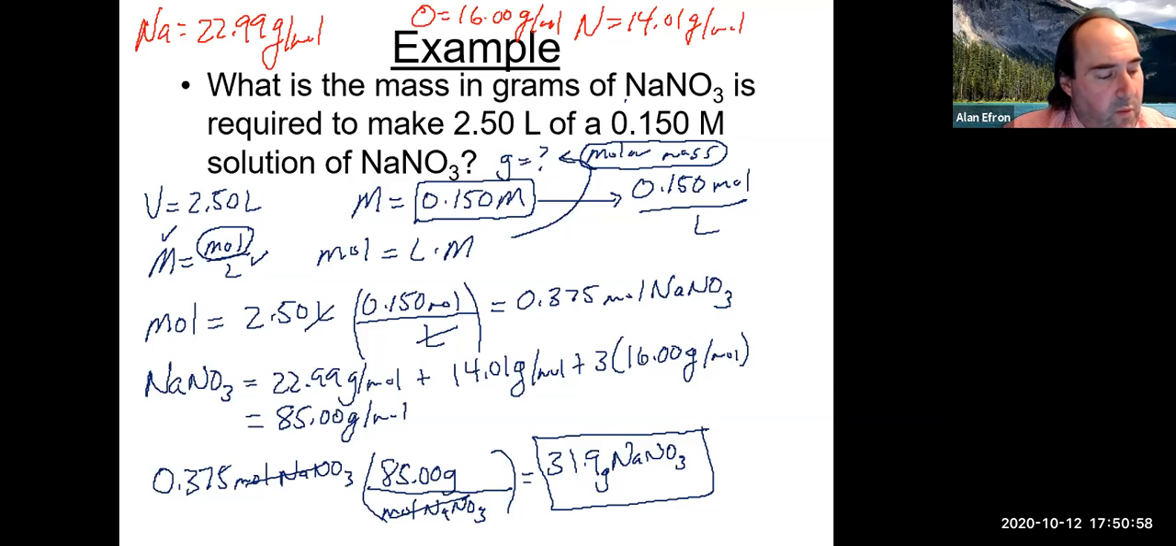So basically, what that number represents is if you scooped out 31.9 grams of sodium nitrate and put it into a beaker or a flask, whatever it may be, with about 2.5 liters of water, you mixed it really well, all the solid would dissolve, and you would be left with a solution that has a molarity of 0.15. Any questions on any part of that calculation there?